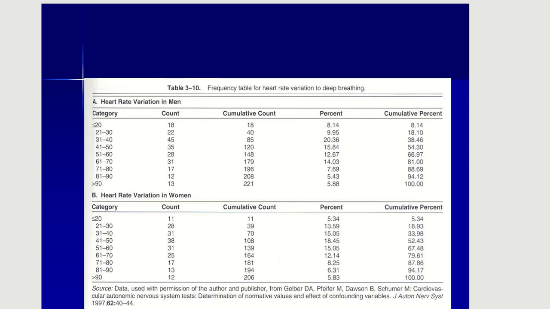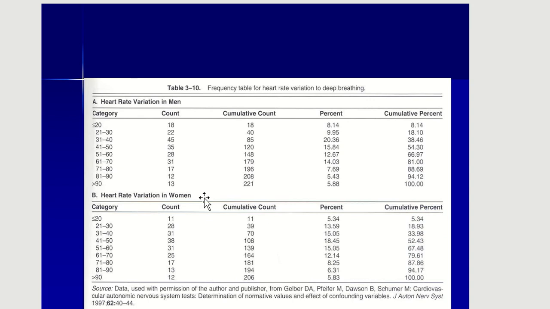So over here you have an example of a table. The title is Frequency Table for Heart Rate Variation to Deep Breathing, and the table is split into two parts, one for men and one for women, which is perfectly fine. You have your categories for each. Then you have your count, our frequency, followed by the cumulative count for each. We discussed what the cumulative is. Then the percentage for each and the cumulative percentage for each.